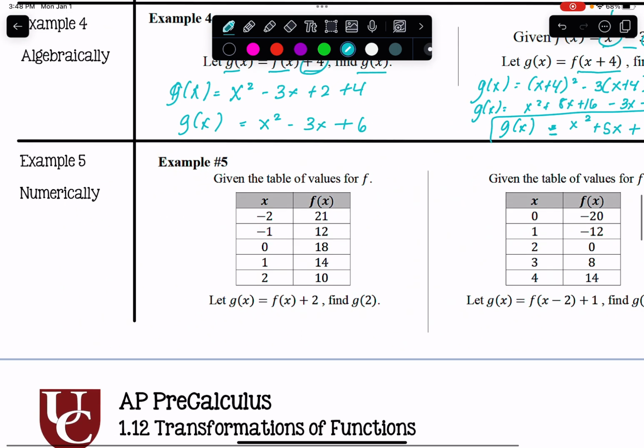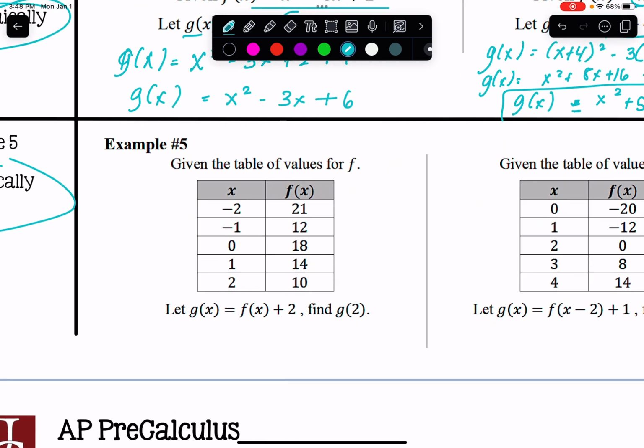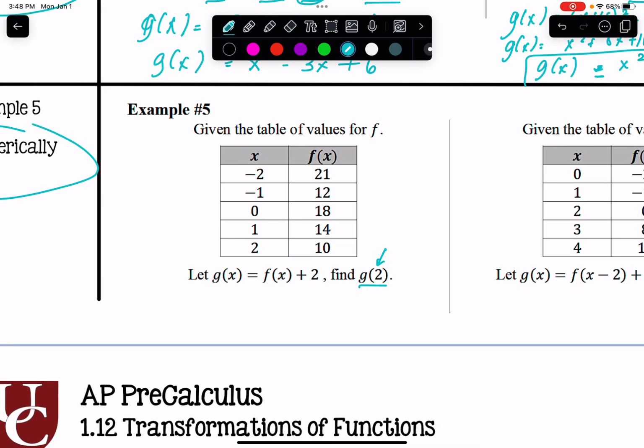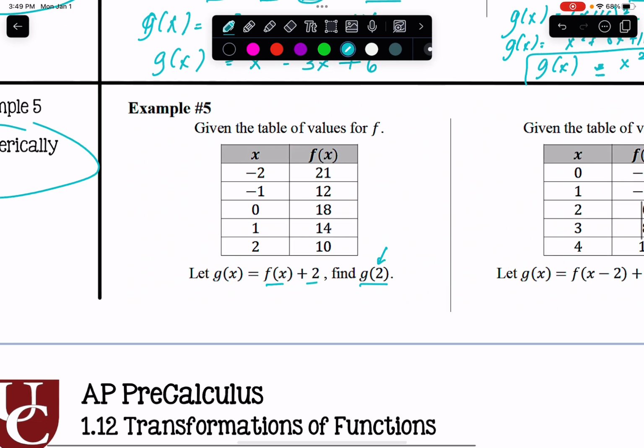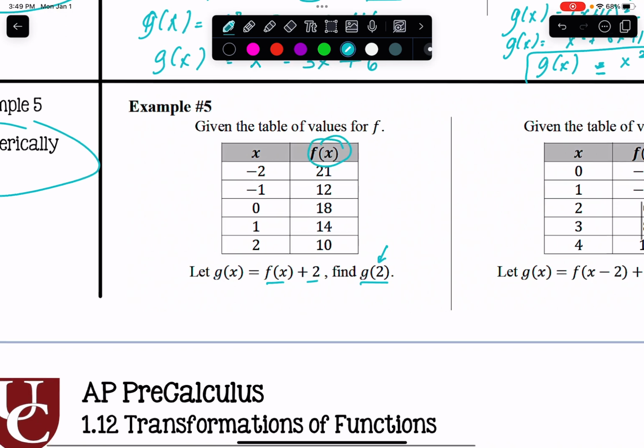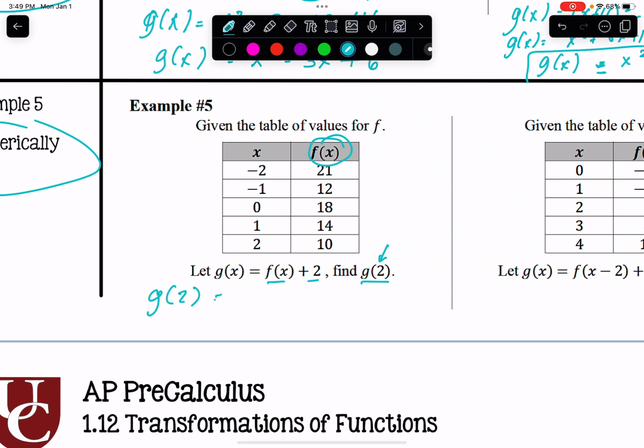Now, that was algebraically. Now numerically, if you're given a table, and this is even easier, you just put the 2 in where there's an x if it asks for g of 2. So if we have g of x is f of x plus 2, and now these are f of x values, so we would say that g of 2 is equal to f of 2 plus 2. And f of 2 is down here. That is equal to 10 plus 2, which is 12. So g of 2 equals 12.